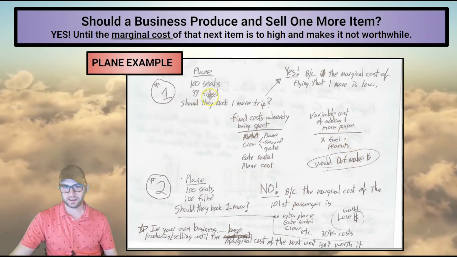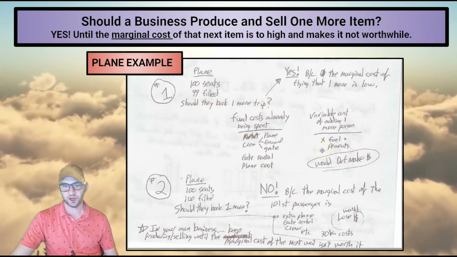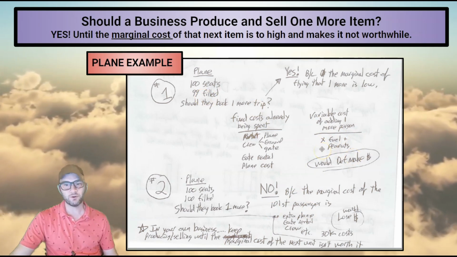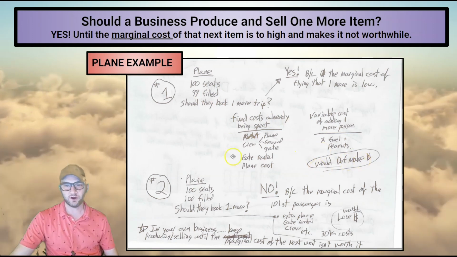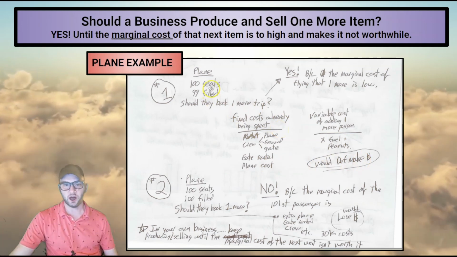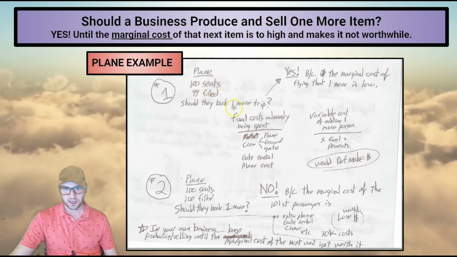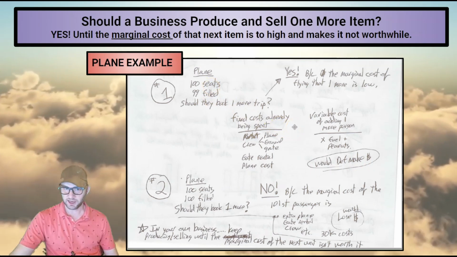And selling that last seat, they would obviously make more than $10 or $20. But even if they would only make $1, they would still do it. So they would definitely make money because they've already paid for their fixed cost. So the marginal cost of the 100th passenger is so low that of course they should take on another passenger.